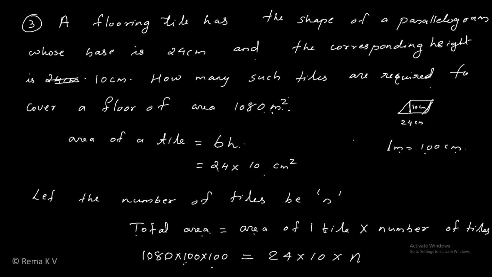Okay, it is 45,000. So n is equal to 45,000. Right.